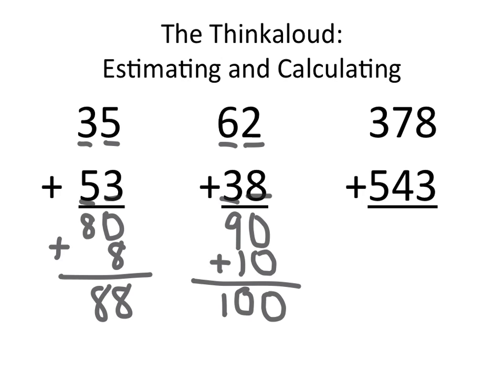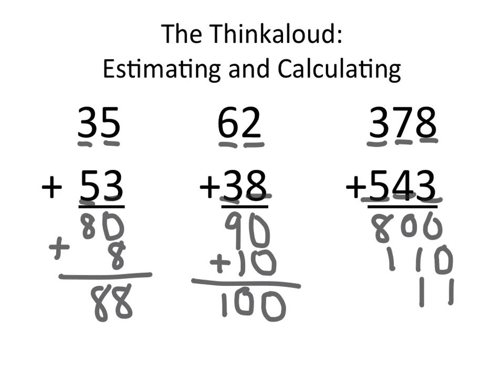In this problem, we have 3 100s and 5 100s, so our answer is going to be at least 800, but we have a lot more here to add, so probably students are thinking our answer is going to be more than 800. 500 and 300 is 800. 7 tens and 4 tens is 11 tens. Sort of like 7 apples and 4 apples is 11 apples. 7 tens and 4 tens is 11 tens. 8 ones and 3 ones is 11 ones.